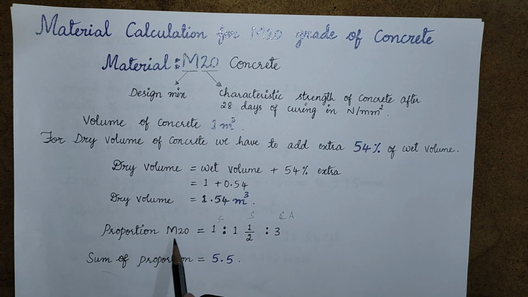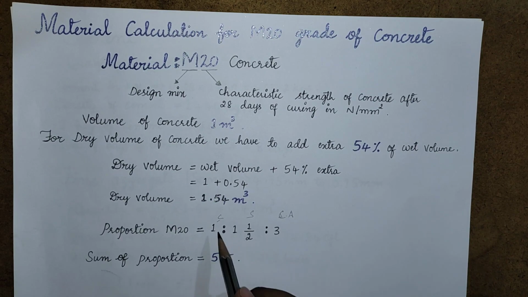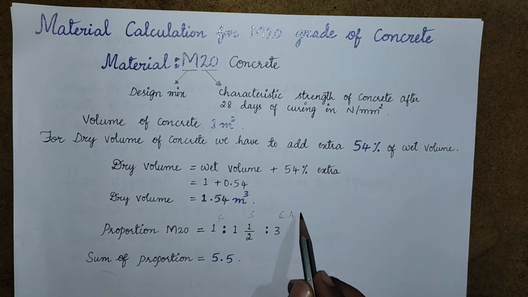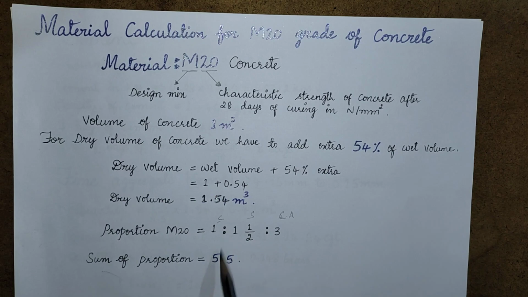For M20 grade of concrete, the proportion is 1:1.5:3. 1 part of cement, 1.5 part of sand and 3 part of coarse aggregate we have to take in the M20 concrete. Sum of this proportion is 5.5. 1 plus 1.5 plus 3, that is 5.5.